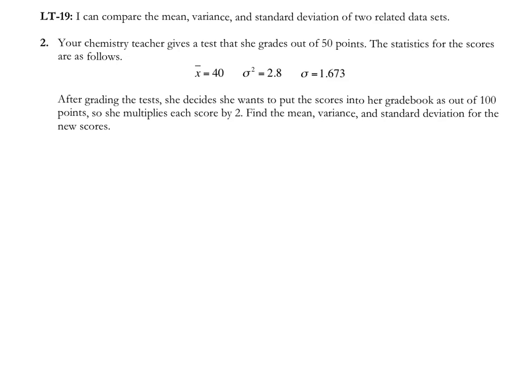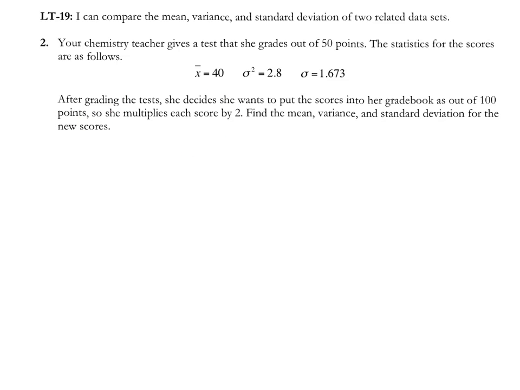Now, there are different rules in a situation where you take each number in a data set and you multiply by something. So here's a different problem. So again, we're talking about your chemistry teacher that's giving a test that's being graded out of 50 points, and the statistics for the scores are given here. But in this problem, after grading the test, she decides she wants to put the scores into her grade book as out of 100 points. So she multiplies each score by 2.